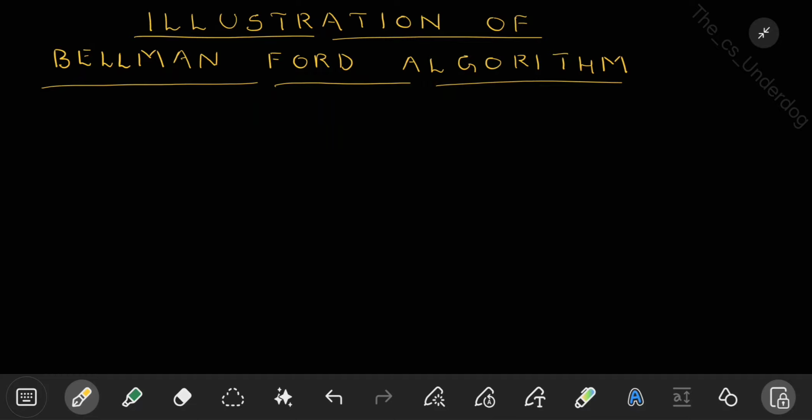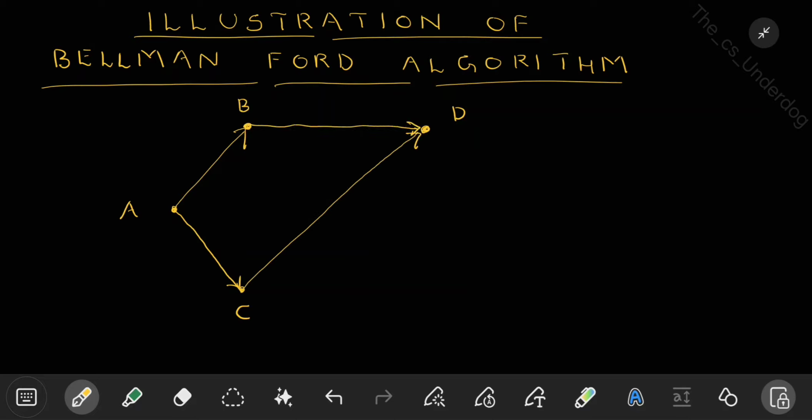Let us say our graph is something like this. You have a source vertex A. From A you can go to B. This is vertex B. From B, let us say you can go to another vertex, maybe C is here. This is your vertex C. From A you have a path to C. Then from B and C, let us say you have a path to another vertex D. From C you can go to D. From B also you can go to D.